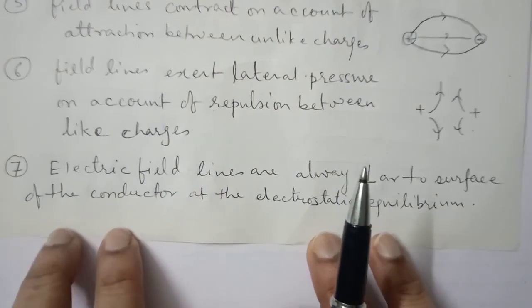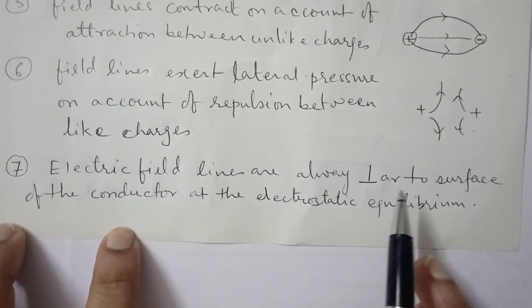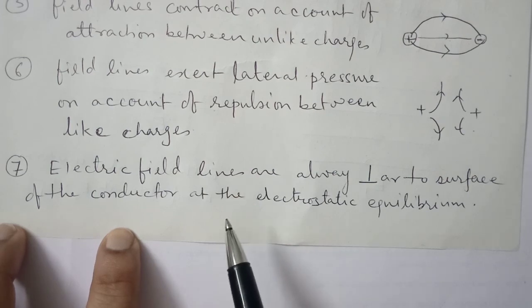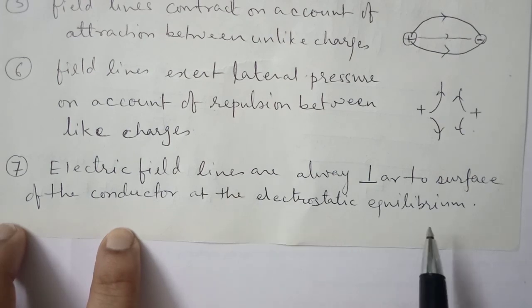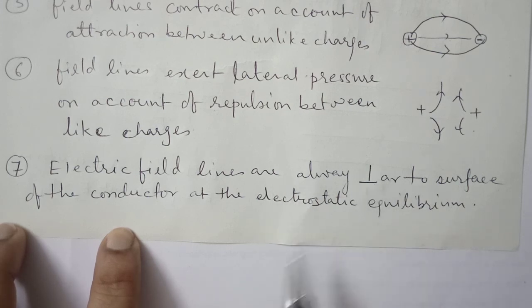And the last one for this particular class: the electric field lines are always perpendicular to the surface of the conductor at electrostatic equilibrium. From here, I will continue with the next class.